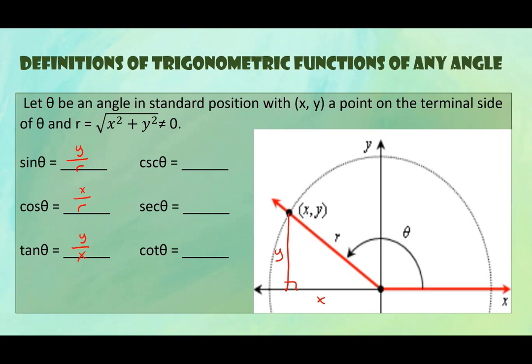Now, we don't have to go through the cosecant, secant, and cotangent because remember that those are all just reciprocals. So if sine is y over r, then cosecant is going to be r over y. Secant is going to be r over x because it's the reciprocal of cosine, and cotangent is going to be x over y. So these are just some new definitions to help us in our oncoming examples here.